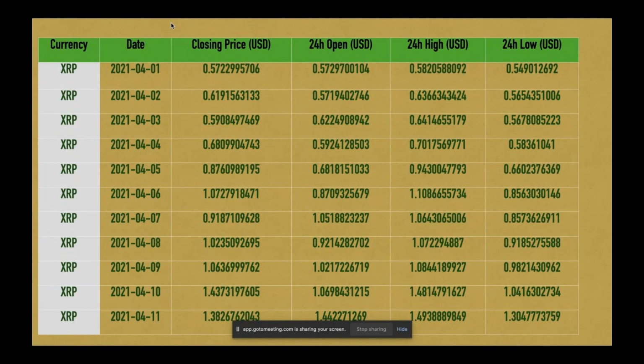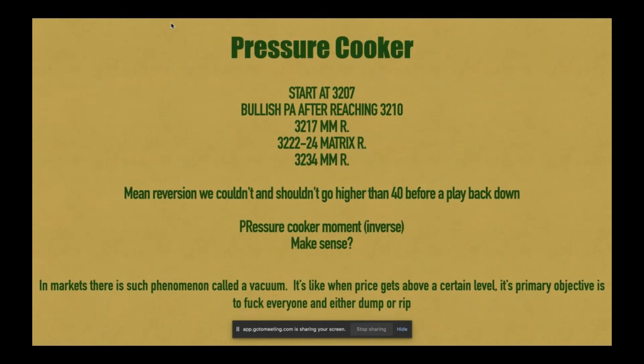This was your S&P last week, guys. Pressure cooker.